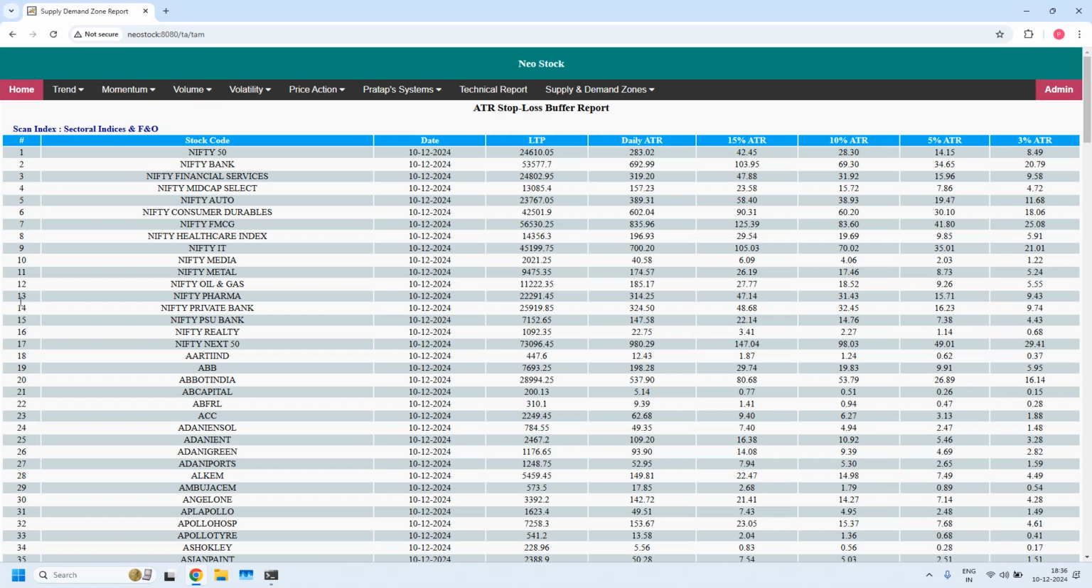All these are all stop buffers. First 17 in this list are indices, remaining all are equity stocks. So I am scrolling the list down, whichever the stock you want to refer, there you please pause the video. After that you can proceed further. Okay, I am scrolling the list down.